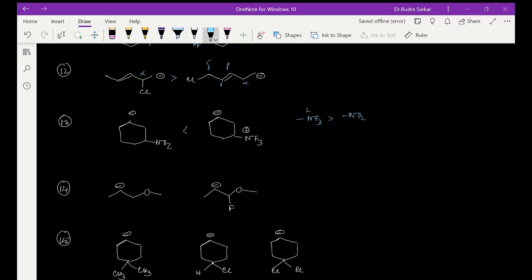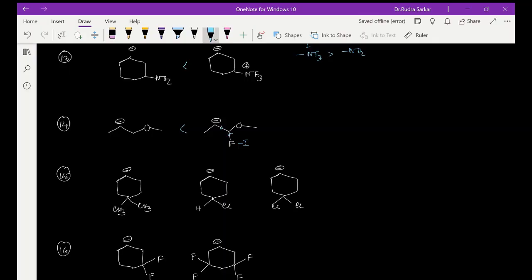In this compound there is an extra fluorine, and due to the minus I effect of the fluorine or electron withdrawing effect of fluorine, second molecule will be more stable than the first one. Here we can see the CH3 groups are showing plus I effect, and there are 2 of them, which will destabilize the carbanion as electron donating groups destabilize carbanion.